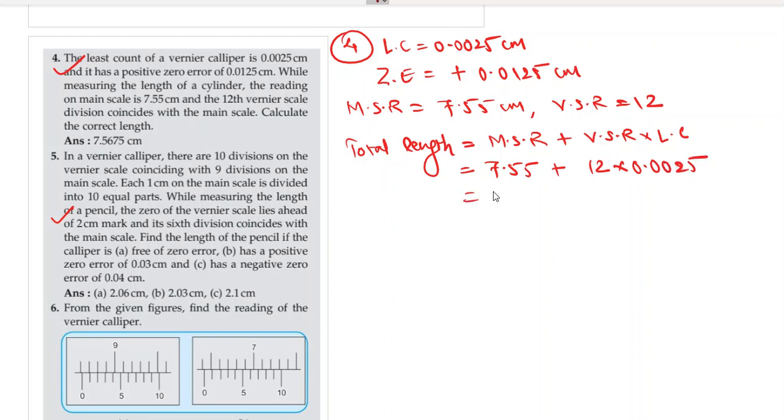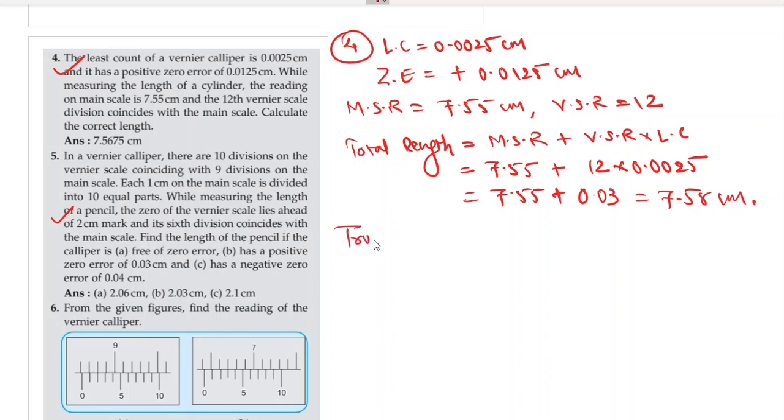0.0025. So 7.55 plus, let me calculate what is 12 times 0.0025. Let me find the correct answer so that I don't make any silly mistakes. 12 multiplied by 0.0025 is 0.03. So that is 7.58 centimeter. This is the total length.